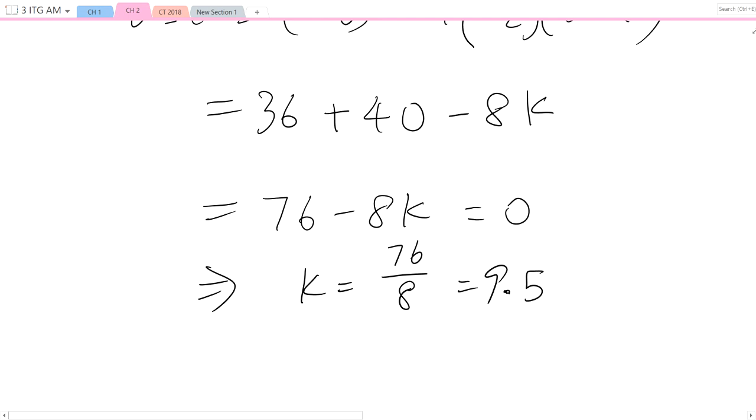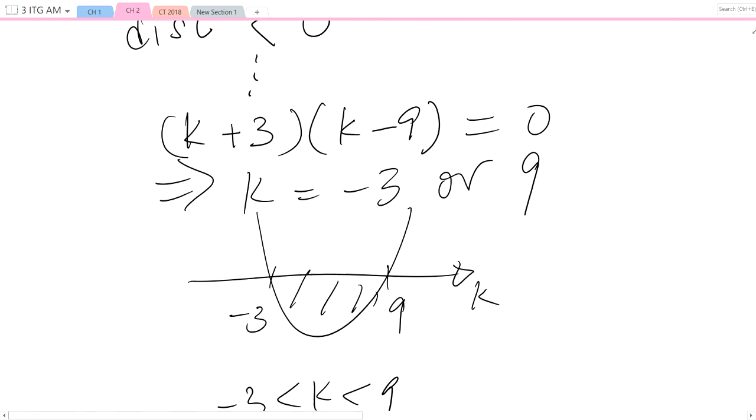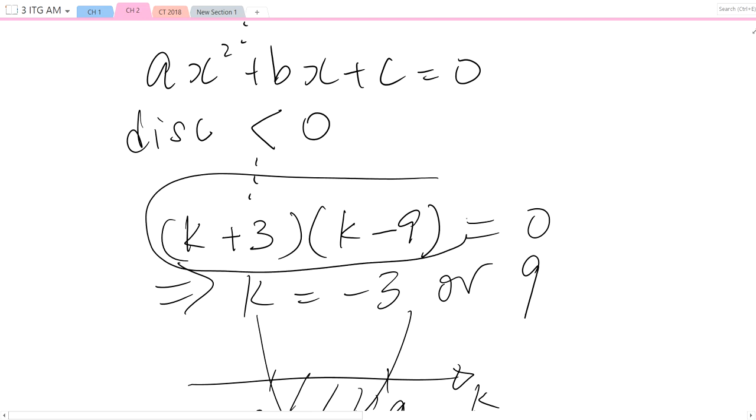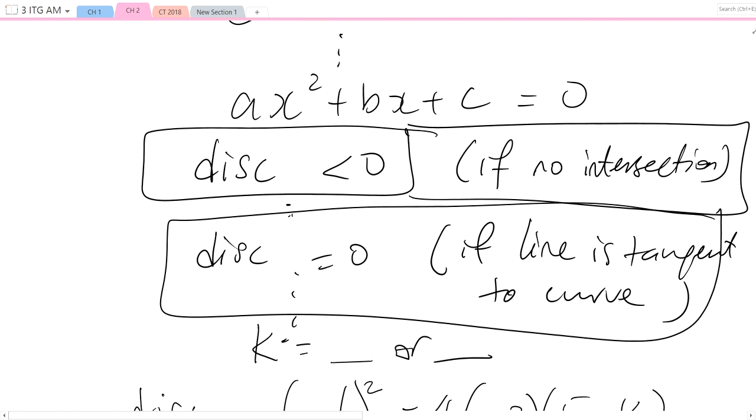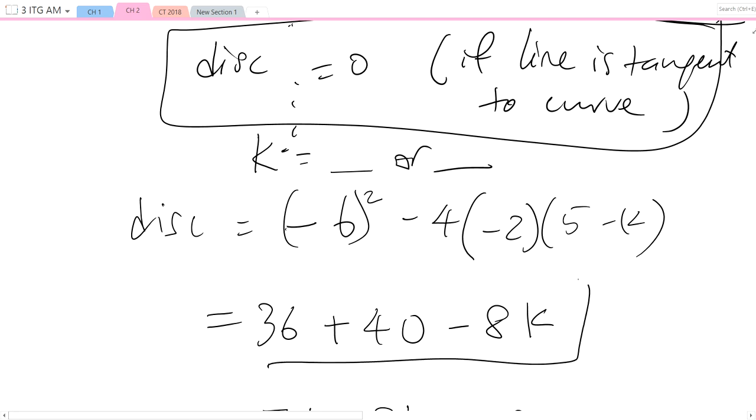Mr. Wong, I'm very confused. Question 2 has one answer, but question 1 has two answers. Because in question 1, look at the discriminant: it is quadratic. So you will get two values if you solve a quadratic. Whereas in question 2, the discriminant happens to be linear. So when you equate it to 0, you only get one answer.